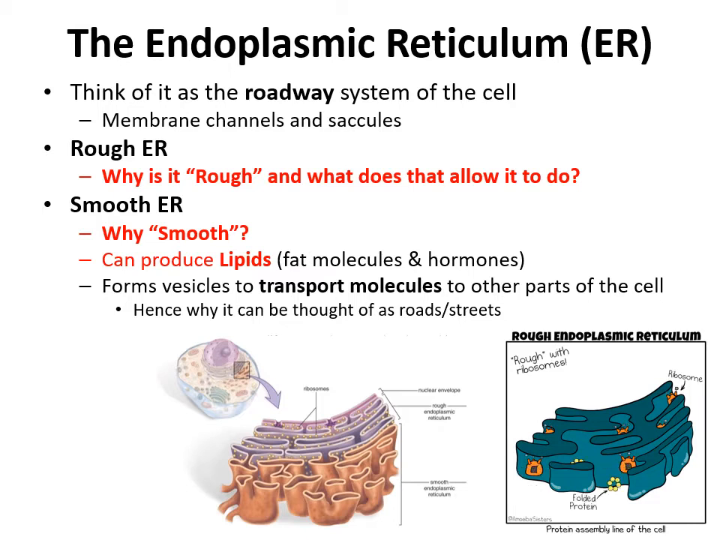And then what they do, the reason why it's thought of as roads or streets, is they package up these molecules. So they form vesicles, meaning little round sacs, or picture a round bag. So they're bagging up these lipids that they just produced, and they'll transport them in vesicles to other parts of the cell where they are needed. Okay, so the ER helps produce molecules and also helps package and ship them out.